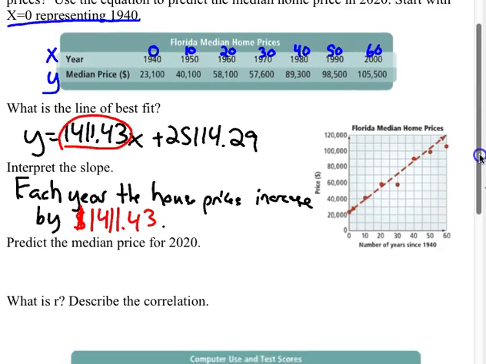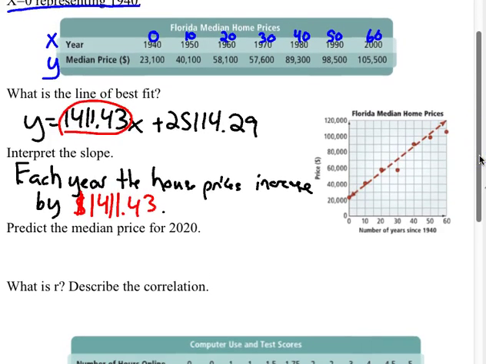All right, now to make our prediction. They wanted to predict the median price in 2020. Well, here, if we let 1940 be 0, this 2020 is 80 years later. So you also want to be careful of that: since we started with 0 at 1940, then this 2020 is represented with an 80.